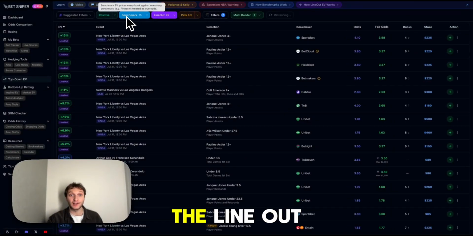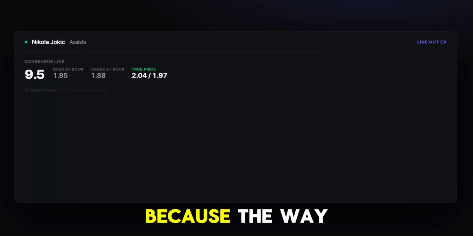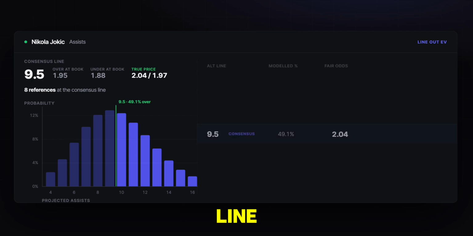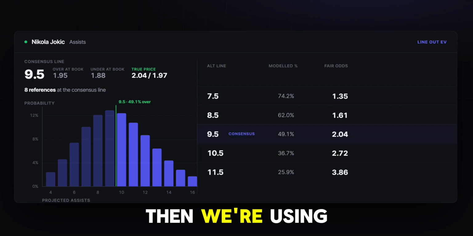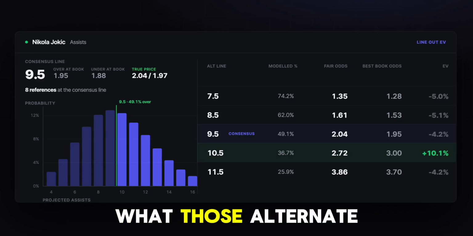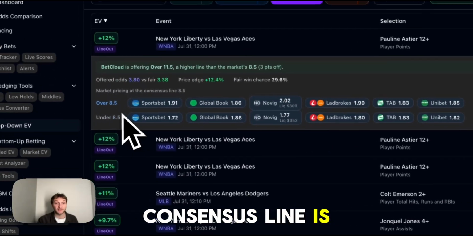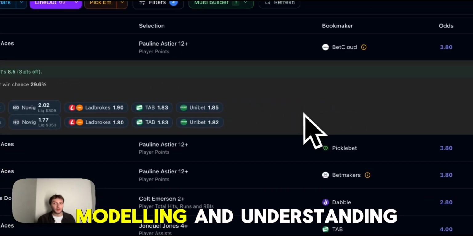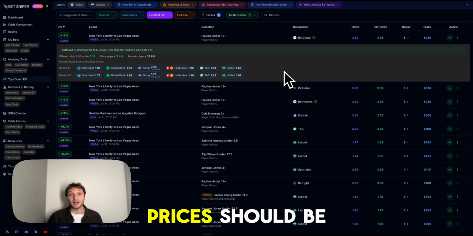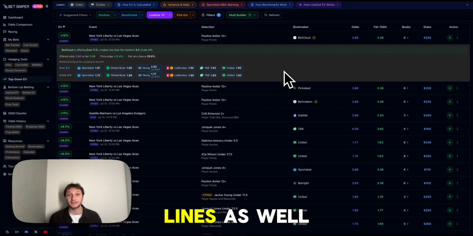Now let's take a look at the Lineout EV tool. The Lineout EV tool is a bit different to the other tools because the way Lineout works is we're trying to establish a consensus line where the market is at, and then we're using our own player data as well as bookmaker information to price out what those alternate prices should be. If you look at an example here, the consensus line is around 8.5, and with our modeling and understanding of bookmaker data, we're able to model out what we think these prices should be priced at all the alternate lines, and that way we can find values across different lines as well.